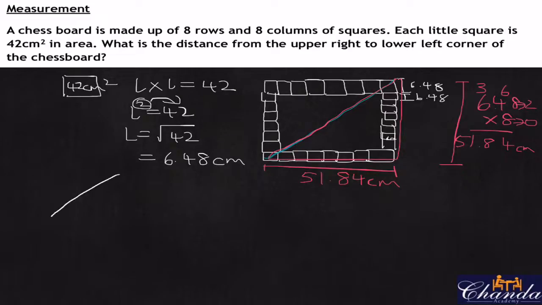So let me just draw out this particular triangle again. So we have this triangle. So we have 51.84, 51.84, and this is the distance that we need to find. So let's call it C. So using a different color, let me attribute different letters to them, and this can be C. As you might have already guessed, we need to use the Pythagoras Theorem to figure out the C.